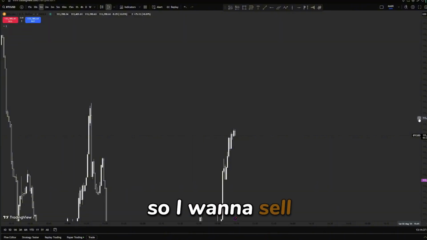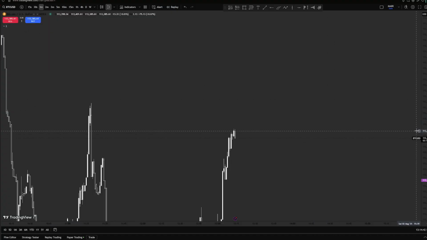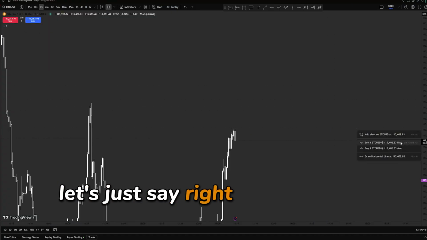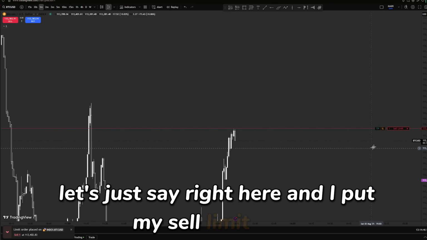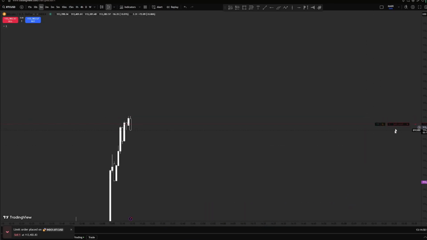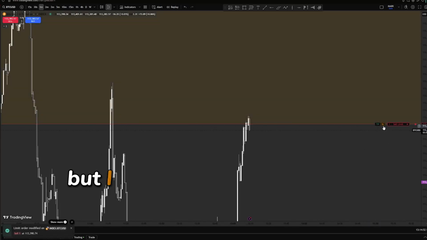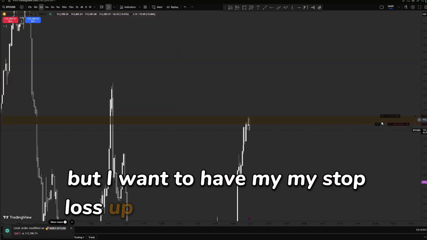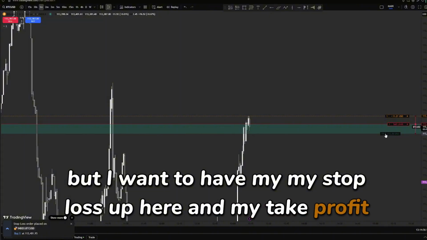Let's say I want to sell limit then. So I want to sell, let's just say right here. And I put my sell limit there. Maybe I'll move it down. But I want to have my stop loss up here and my take profit here.